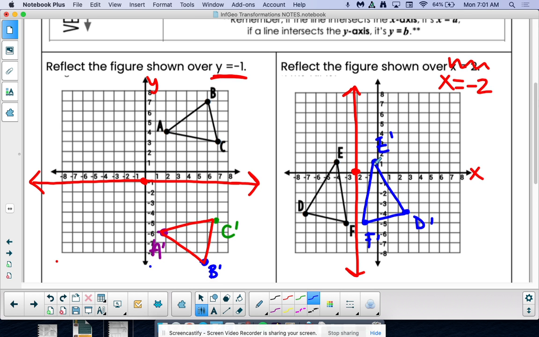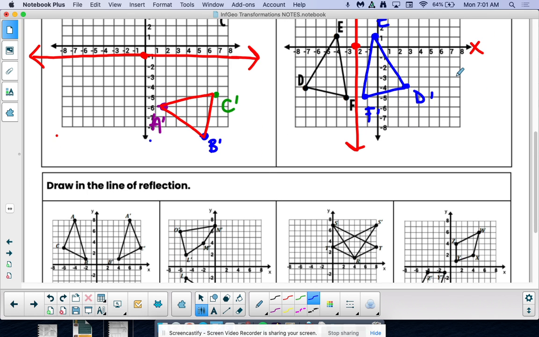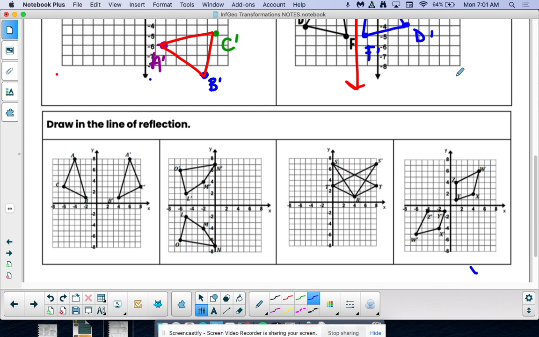All right, last few examples, folks. Thanks for hanging with me. I know it's getting kind of long. All we're doing is drawing in our line of reflection. So our images are already drawn. We have to figure out where it cuts it in half. You want to find the middle of your images. So maybe you want to pause the video and try these on your own. That's okay, because it's kind of hard just to tell you, right?